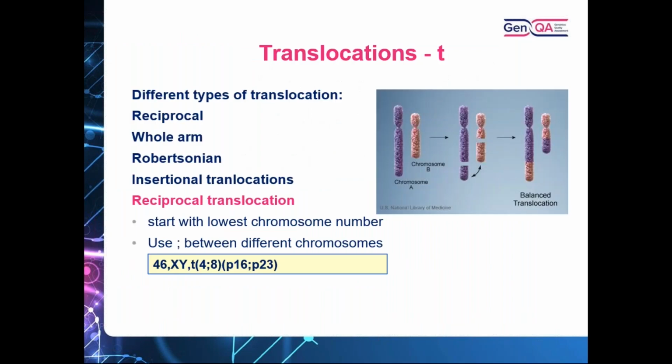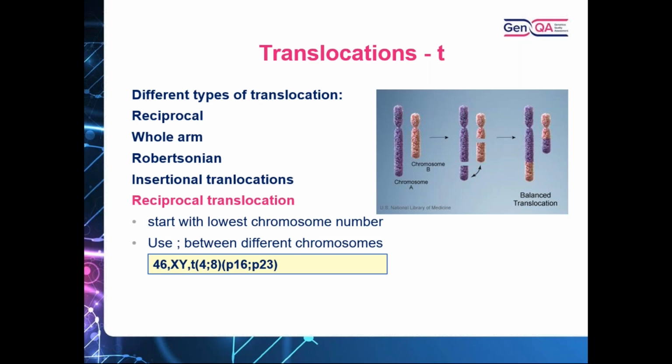Translocations. Well, there are different types of translocations. You can have reciprocal translocation, which is shown here, a balanced one. You can have whole arm ones where the break is actually at the centromere. You can have Robertsonian, where the satellite material of the acrocentric chromosome is lost, but that is inert and doesn't have any clinical effect if it is lost. And you can have insertional translocations, which involves an additional break.